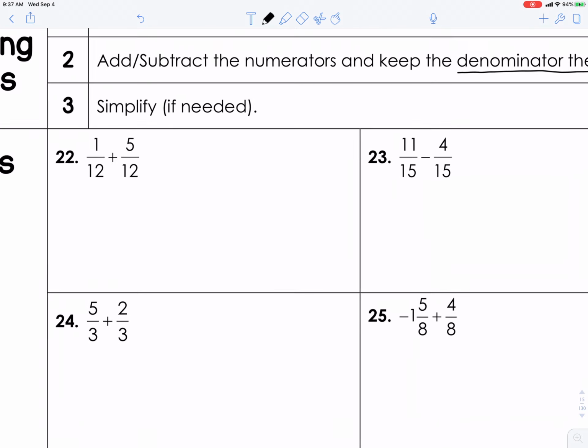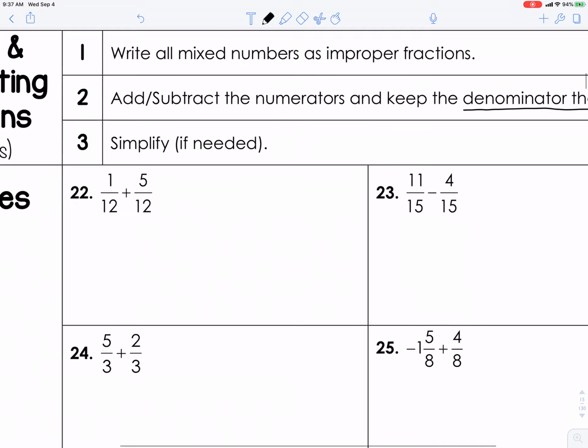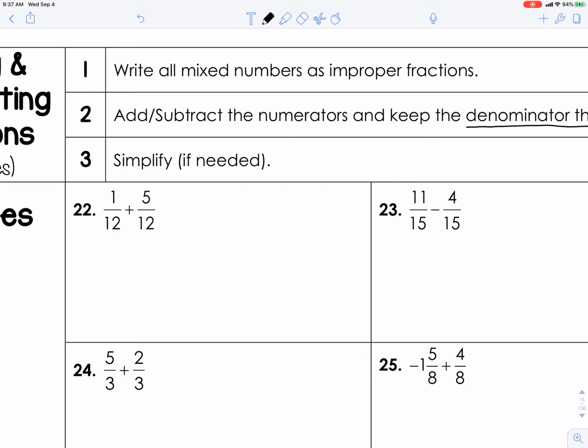22, as a check, number 1, do they have a common denominator? Yes, they do. And all of these today will have a common denominator. So then we just have to deal with the numerator. The numerator is the number on the top. So we just add 1 and 5. So 1 plus 5 is 6/12. A lot of you might think, okay, we're done. Cool. No, we need to look at that. Can it be simplified or reduced? Well, what number goes into 6 and 12 evenly?